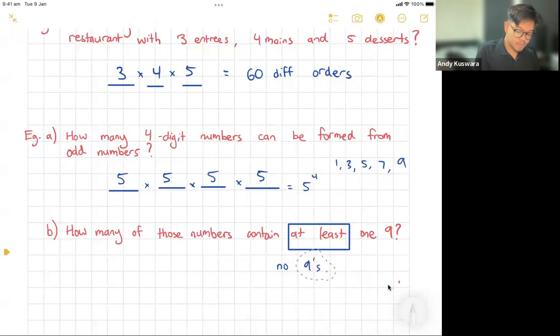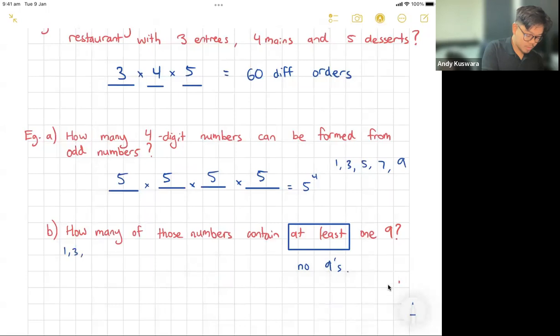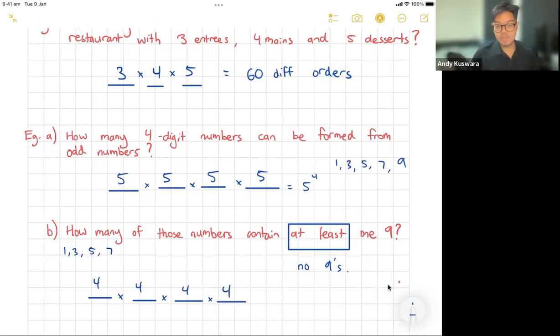So thinking back to probability and complementary events, it's the same concept for saying contain at least 1 nine. So what's the number of ways I can get no 9s? If there's no 9s, that means I can pick 1, 3, 5, 7, and that's it. I can't pick the 9. So in this case, still picking with the odd numbers because this is part B, I have 4 numbers, but now I can't pick 9. So it's going to be 4 times 4 times 4 times 4, because there's 4 options for each one I can pick. So that's no 9s, okay?